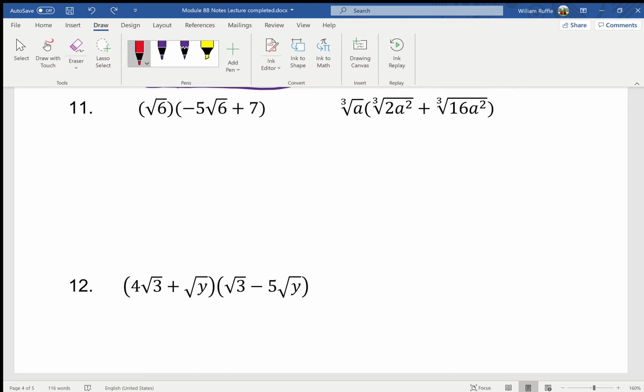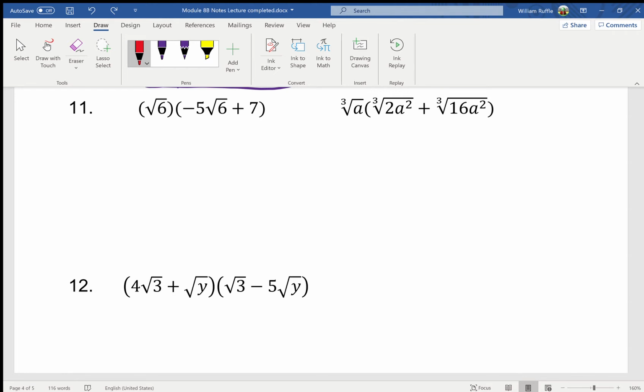We are going to finish the 8B notes with the third part of the lectures on the notes here. We are going to be doing some distributing and foiling, just like we learned back in Unit 6, except with square roots and cube roots. And then we're finishing with rationalizing the denominator.